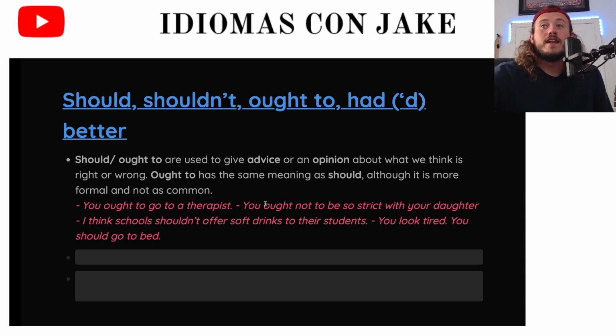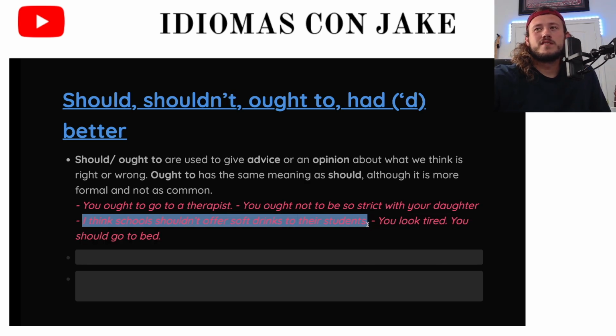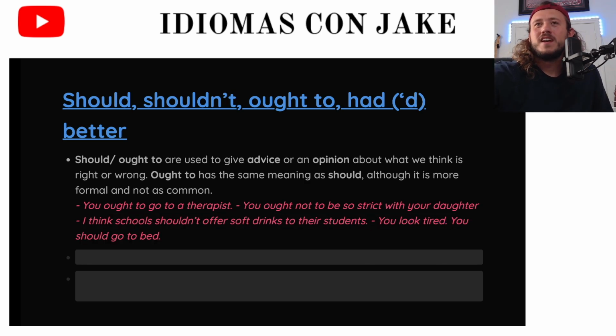Terapeuta. You ought not to be so strict with your daughter. No deberías ser tan estricto con tu hija. Ought not to. No deberías de. De nuevo, menos común que escuchen ought, pero sí lo decimos. I think schools shouldn't offer soft drinks to their students. Las escuelas no deberían ofrecer los refrescos a los estudiantes.